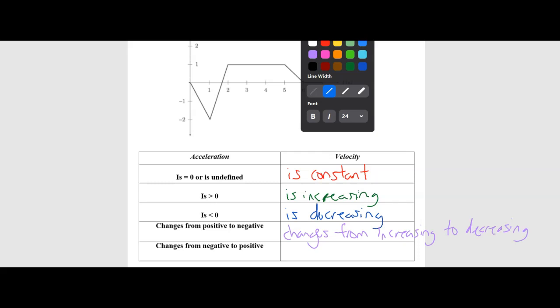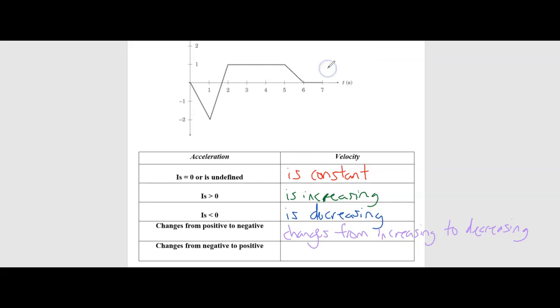And when our acceleration changes from negative to positive, what have we not used yet? Maroon. Our velocity changes from decreasing to increasing.